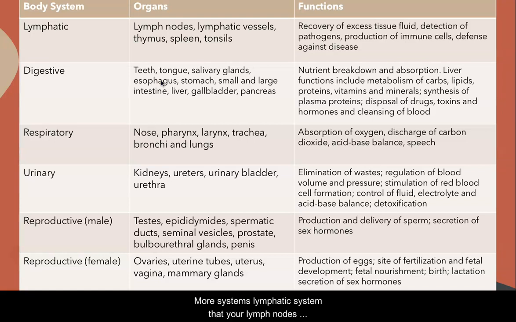More systems, lymphatic system, you've got your lymph nodes and lymph vessels. Recovery of excess tissue fluid and detection of pathogens. So the lymphatic system is good for fighting disease. Digestive system, this is familiar to everyone. Teeth, tongue, salivary glands, esophagus, stomach, small and large intestines, liver, gallbladder, pancreas. We're pretty familiar with that. Nutrient breakdown and absorption, liver functions, metabolism of carbs, lipids, proteins, vitamins, minerals.